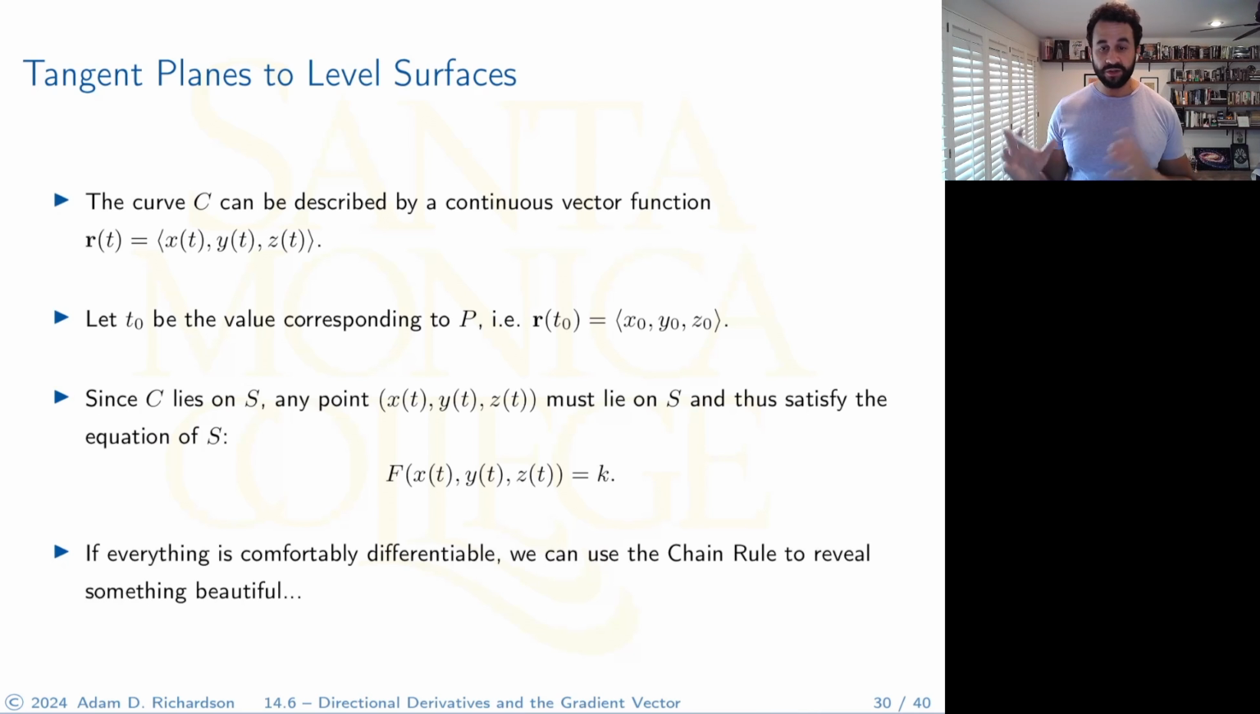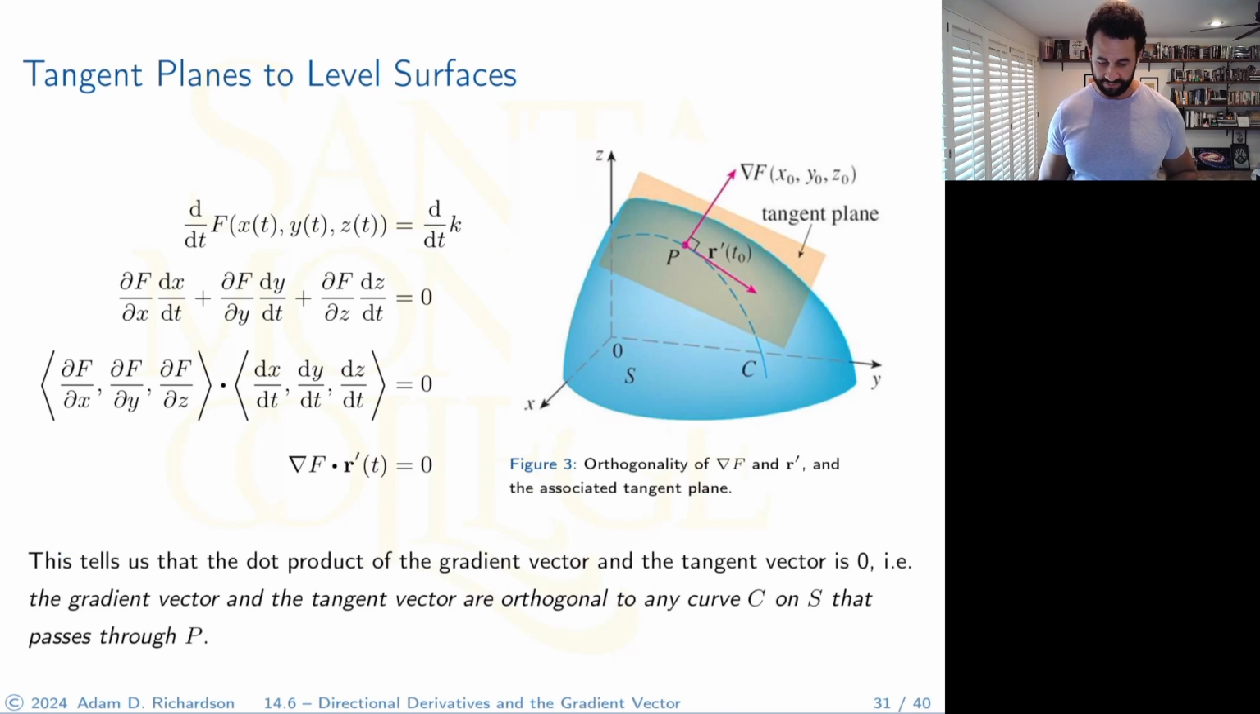Now, if everything is comfortably differentiable, then we can use the chain rule to reveal something very beautiful. So here we go. We're going to differentiate both sides of that equation with respect to t. So d/dt of f equals d/dt of k, and the derivative of a constant is 0. Now we're going to use the chain rule and add up all those products of partials. So the derivative of f with respect to x times the derivative of x with respect to t, plus the derivative of f with respect to y times the derivative of y with respect to t, plus the derivative of f with respect to z times the derivative of z with respect to t. There's our derivative with respect to t.